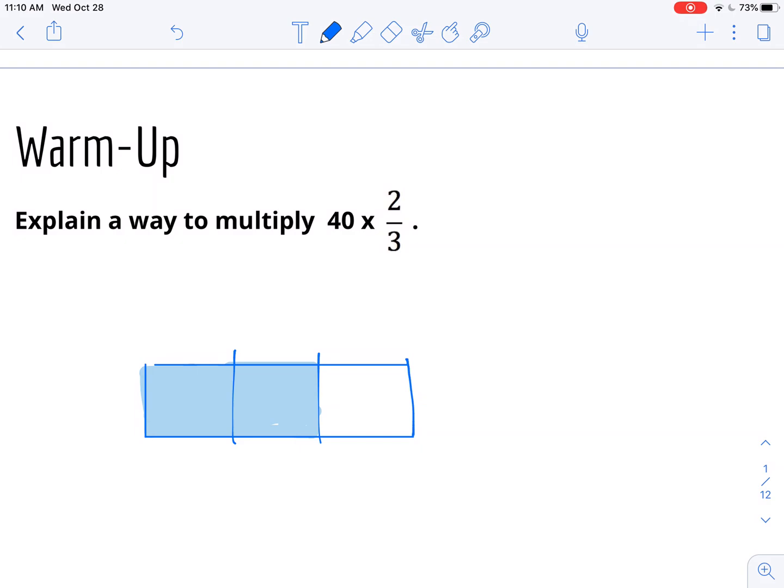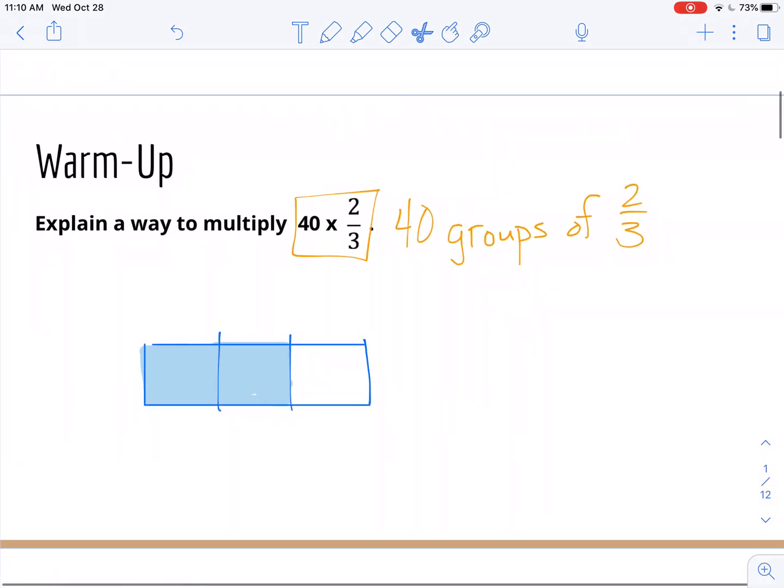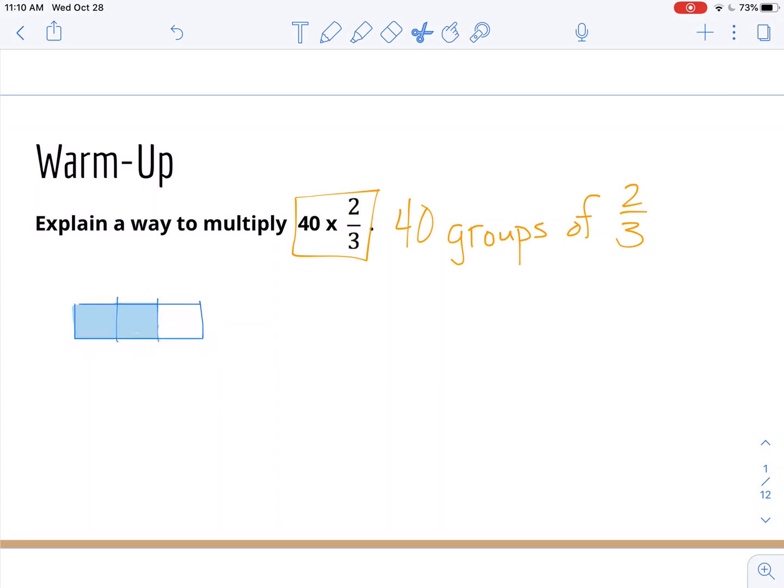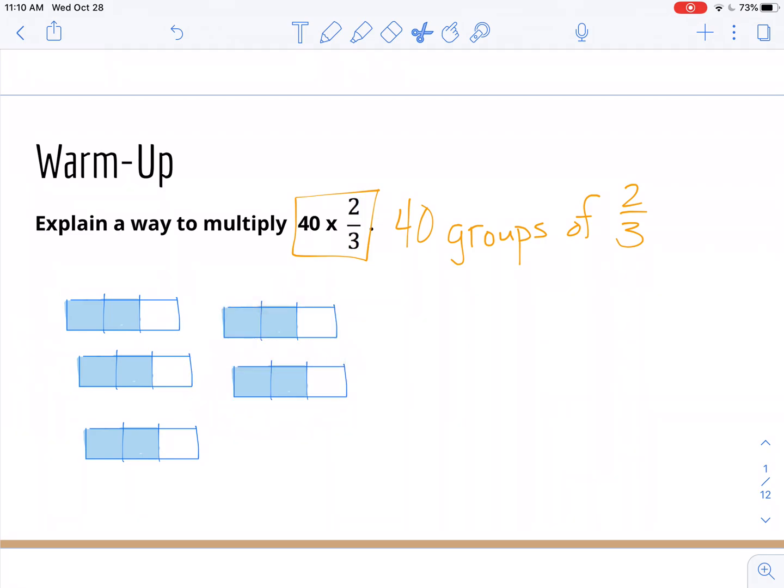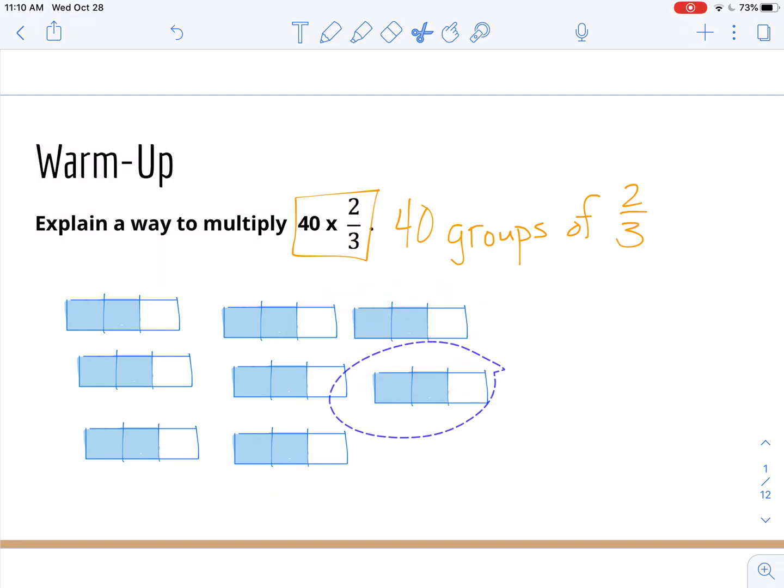All right, now that you've had time to think about it, I hope you remembered that another way to think about 40 times 2/3 is 40 groups of 2/3. Because if that's true, then I can find 40 groups of 2/3 by thinking copy, paste, paste, paste, paste, paste. I would need 40 of this picture. I'm only at 6. Paste, paste, paste. I need 40 of these. Now I'm at 9. I'm not going to keep going until I get to 40.